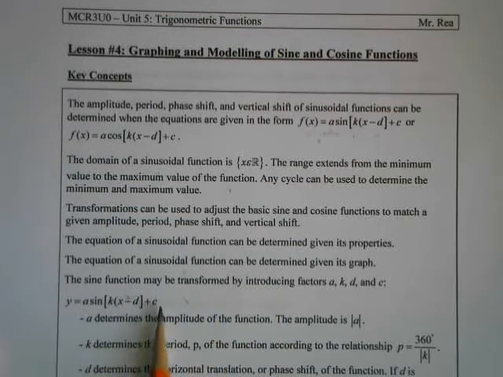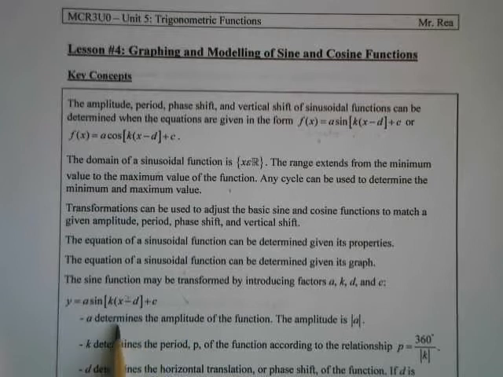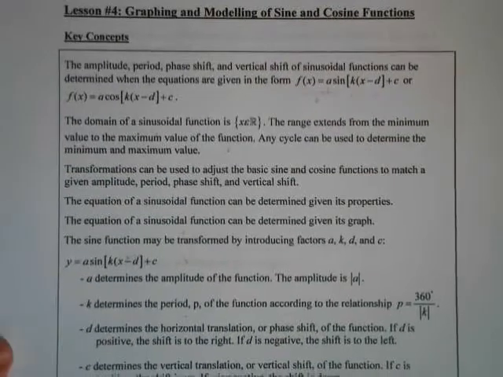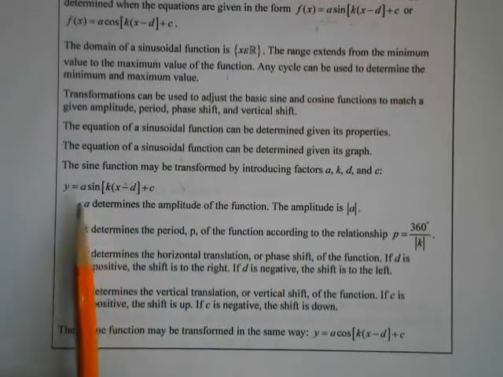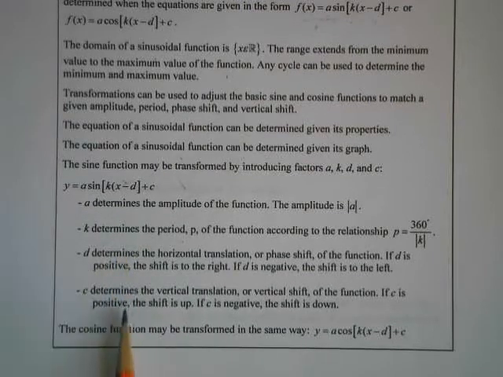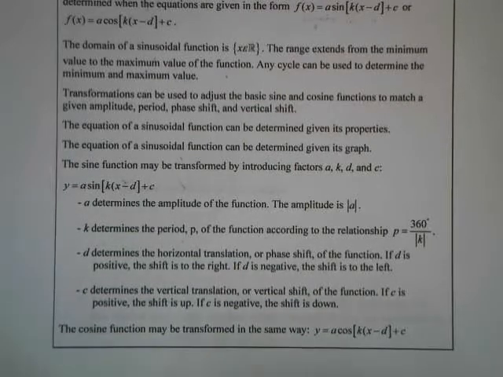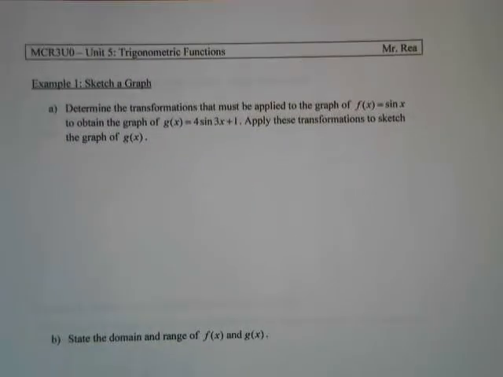And this is kind of repeating from the last lesson. Basically, it defines these parameters A, K, D, and C and what they're responsible for: the amplitude for A, the period for K, the phase shift for D, and the vertical shift for C. Anything that we just talked about, we tend to use the sine function as the example, but the exact same things happen with cos, in terms of the transformation and characteristics. So let's go through a few examples just to get a hang of this.